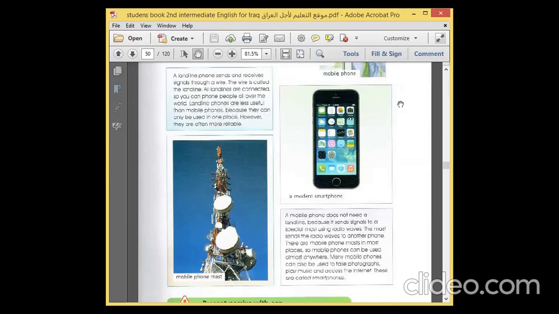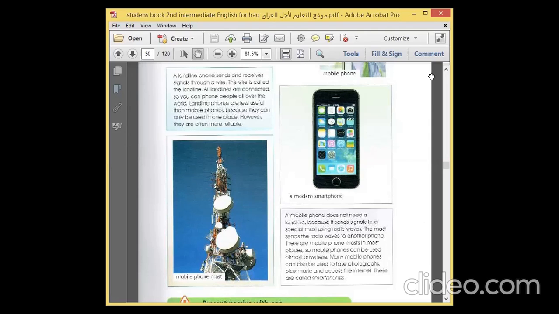A mobile phone does not need a landline because it sends signals to a special mast using radio waves. The mast sends the radio waves to another phone. There are mobile phone masts in most places, so mobile phones can be used almost anywhere. Many mobile phones can be used to take photographs, play music, and access the internet. These are called smartphones.